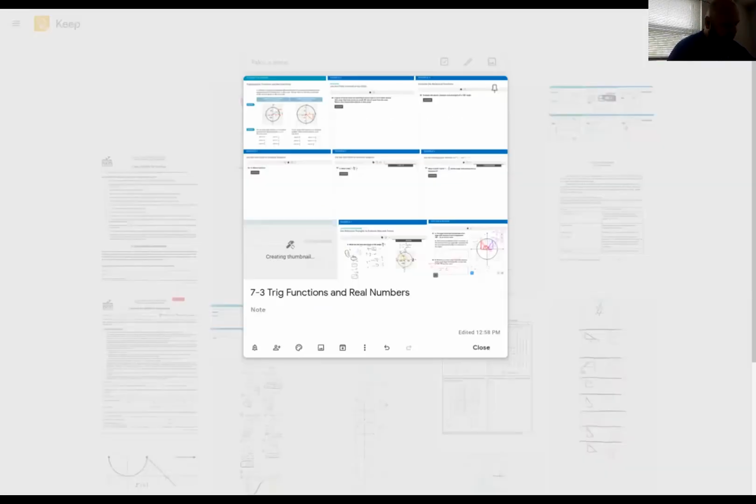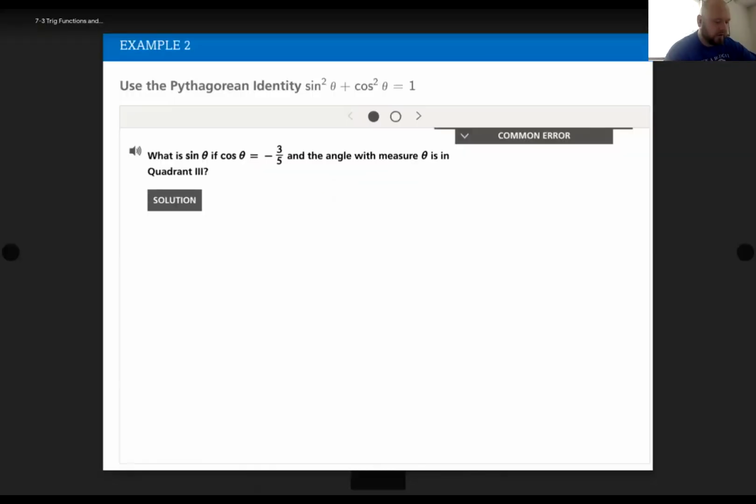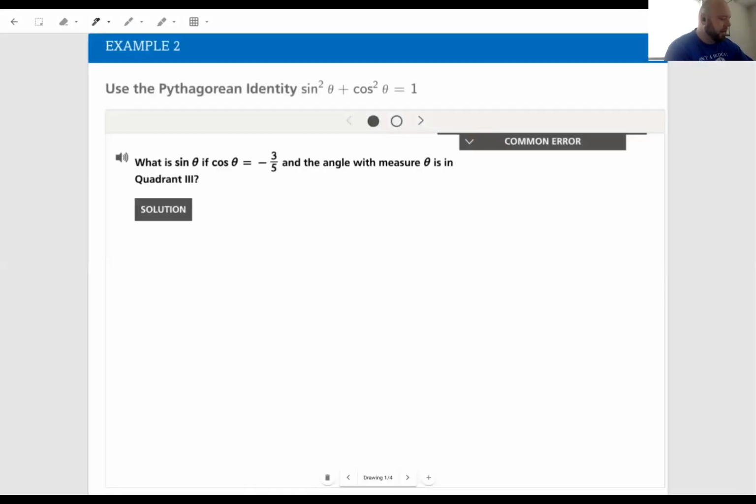Okay, moving on now to example 2. Example 2, we're going to talk about something called a Pythagorean identity. And the Pythagorean identity that we're looking at is sine squared of theta plus cosine squared of theta is equal to 1. And this is actually written in a way that you're not used to seeing.